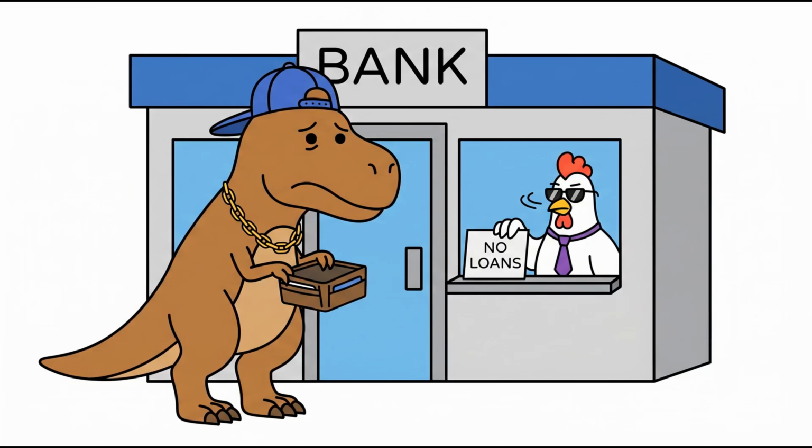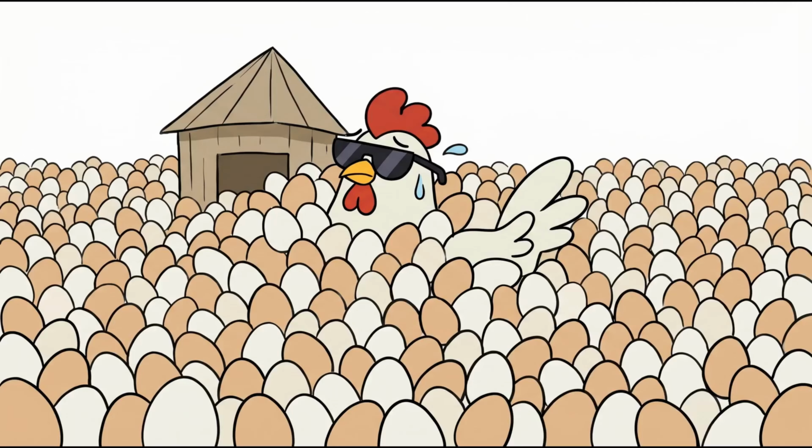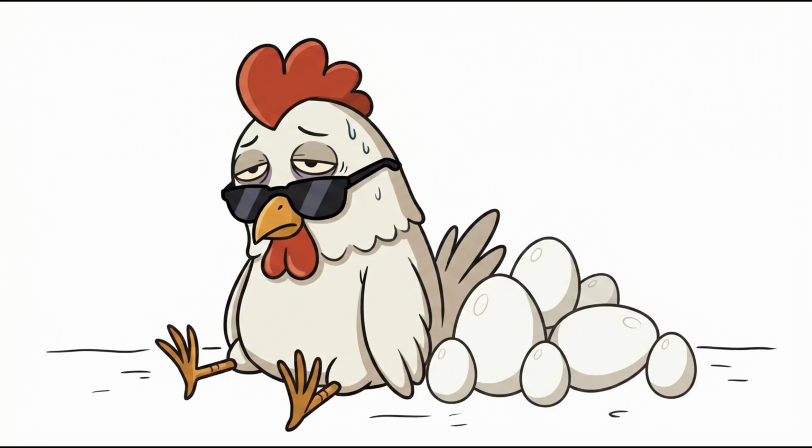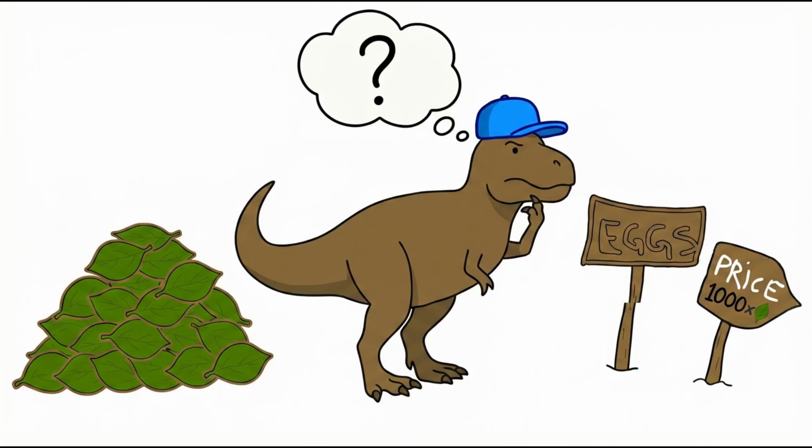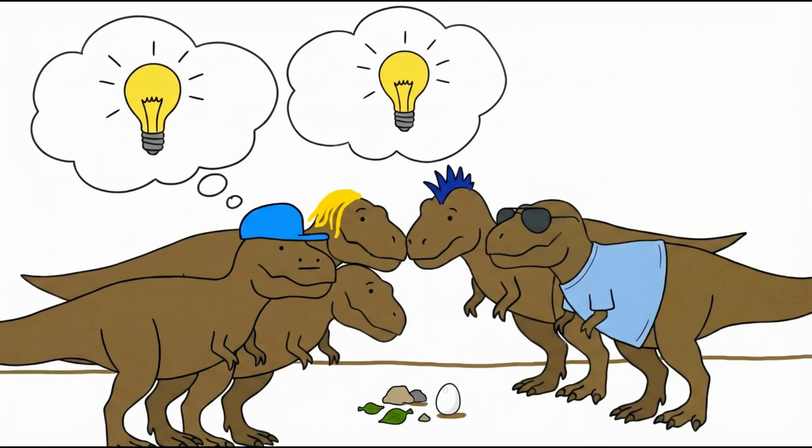If chicken laid infinite eggs every single day, economics would not exist. But chicken does not lay infinite eggs. Chicken is tired. So now Dino has to choose. Economics is the study of how we make choices when there is not enough to go around, and it starts with one simple truth. You cannot have everything. Neither can Dino, neither can anyone.